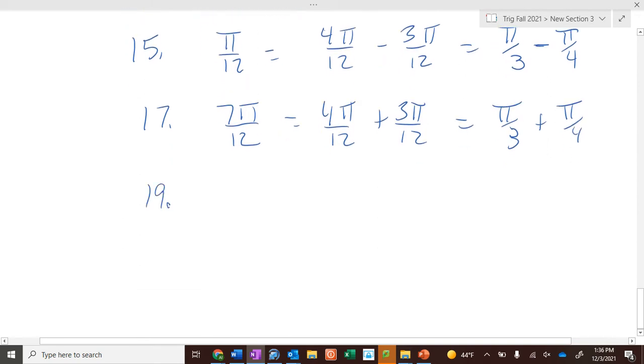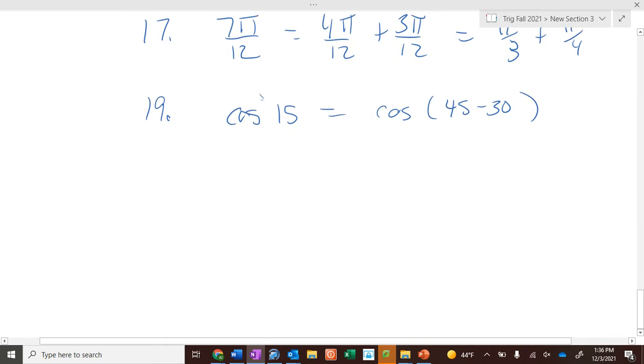19. Now we're actually doing what we were supposed to do for the assignment, but we needed a lead up to kind of figure out what was going on so we could do the cosine of 15. Well, the cosine of 15 is the cosine of what minus what? 45 minus 30 or 60 minus 45. Either way, you could have gone there.